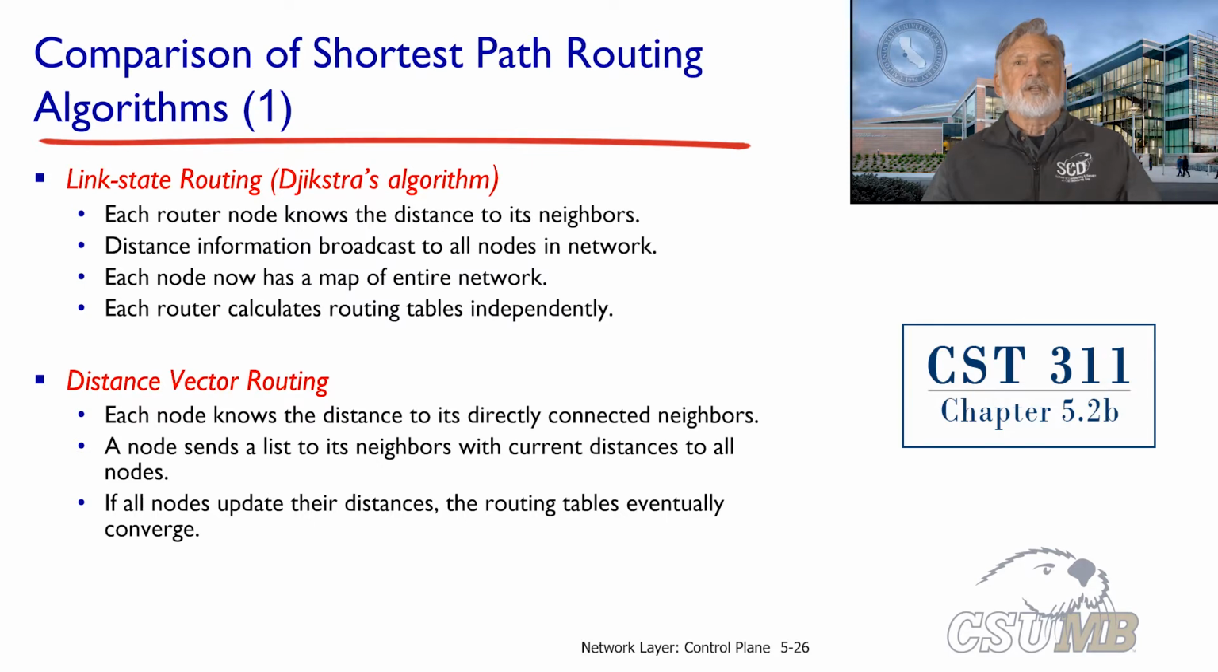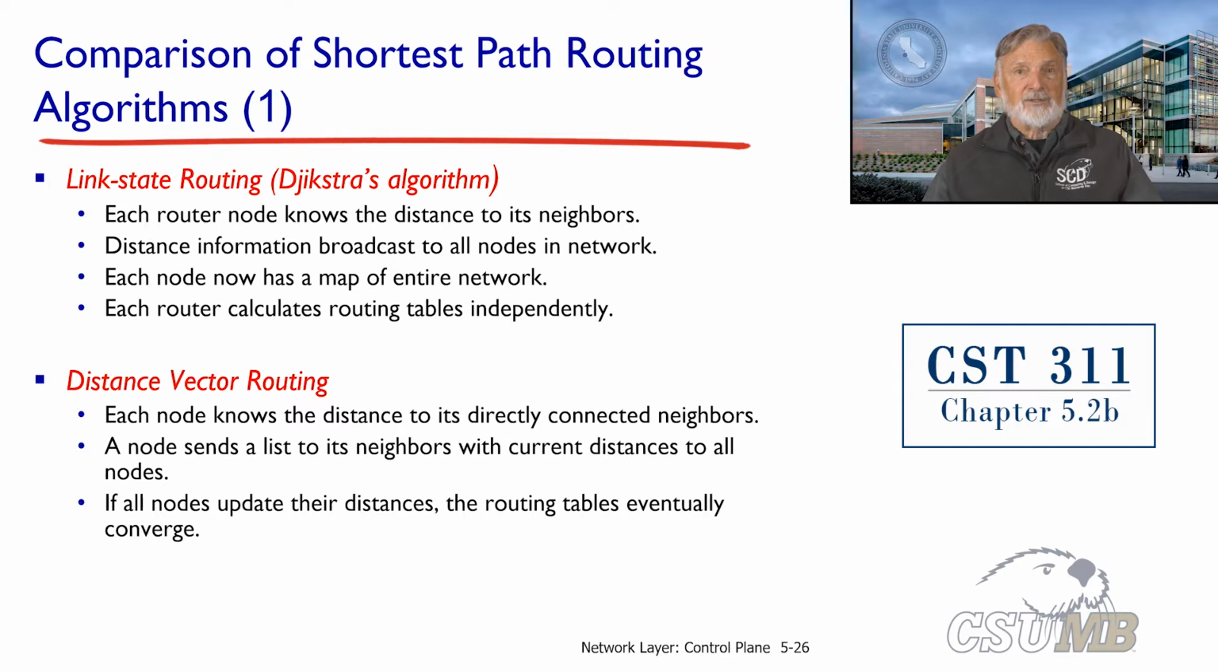Well, let's compare the link state and distance vector algorithms. In link state routing, each router knows the distance to its neighbor. Link state information is flooded throughout the network to ensure all routers possess a synchronized copy of the area's link state database. From this common database, each router constructs its own relative shortest path tree with itself as the root for all known routes.